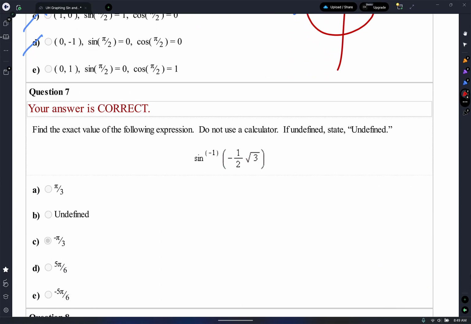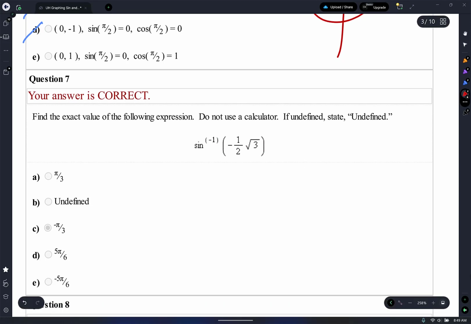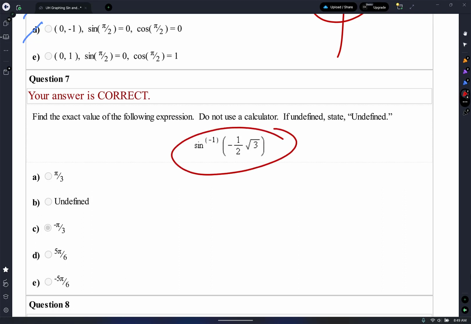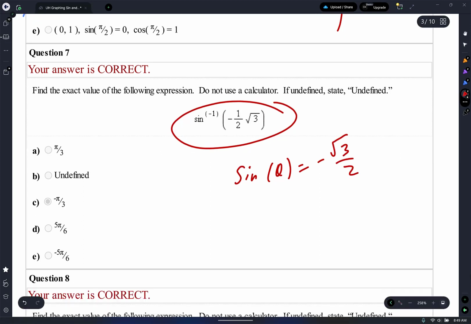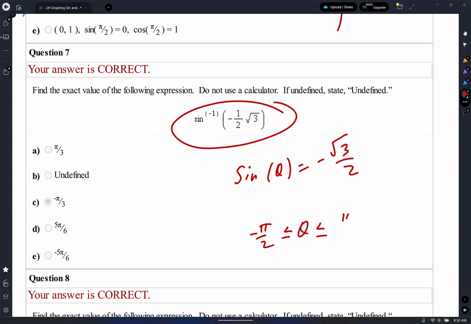So we've touched on this, but we haven't really talked about the domain and range of inverse functions. So I'm going to help you out and tell you what answer you should be looking for. All right, so what this means is this: sine of some angle equals negative square root of 3 over 2. Now, I want this angle to be between, let's see, what gives me all my y values? Between negative pi over 2 and pi over 2.